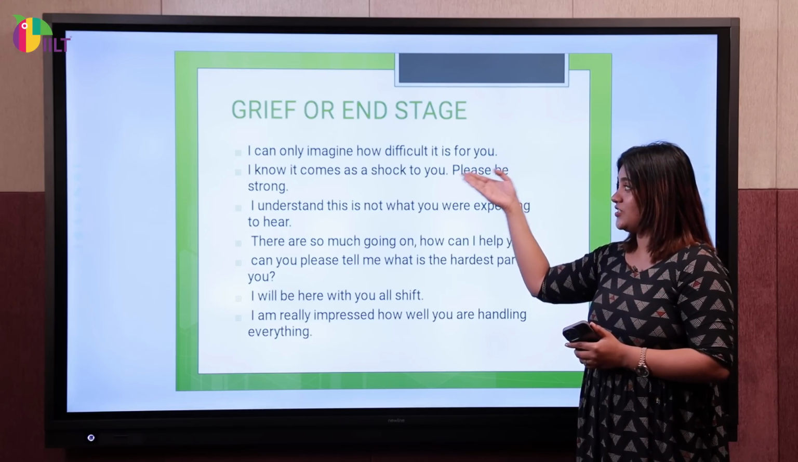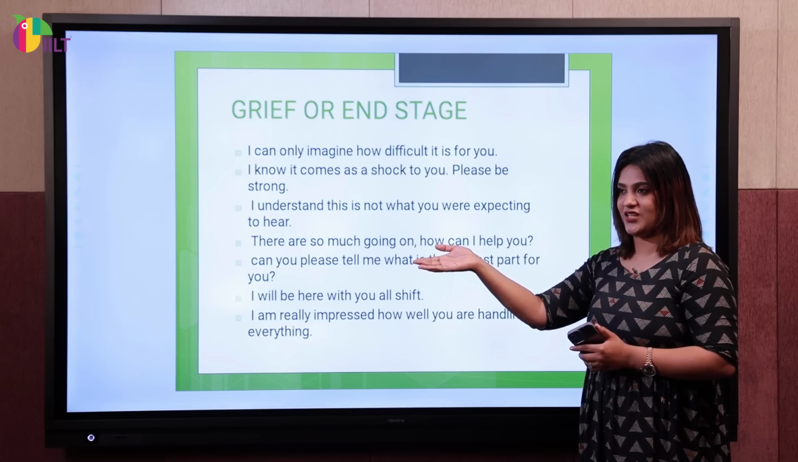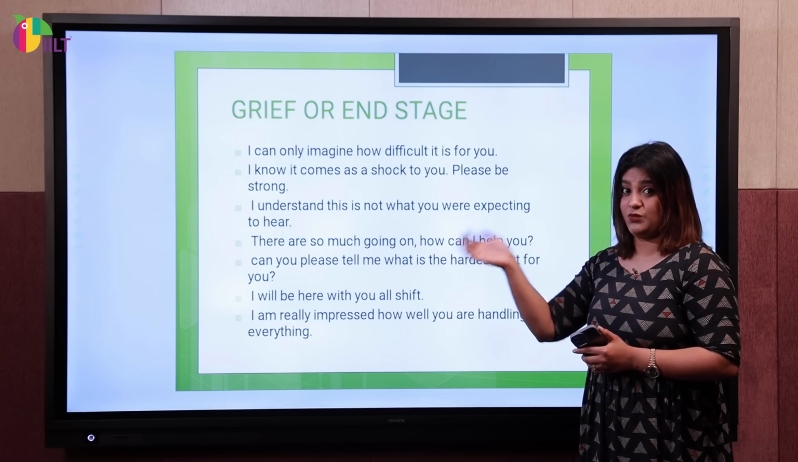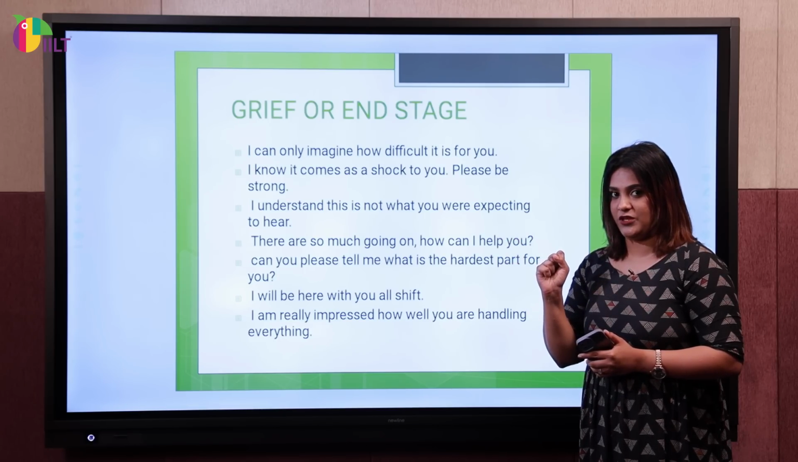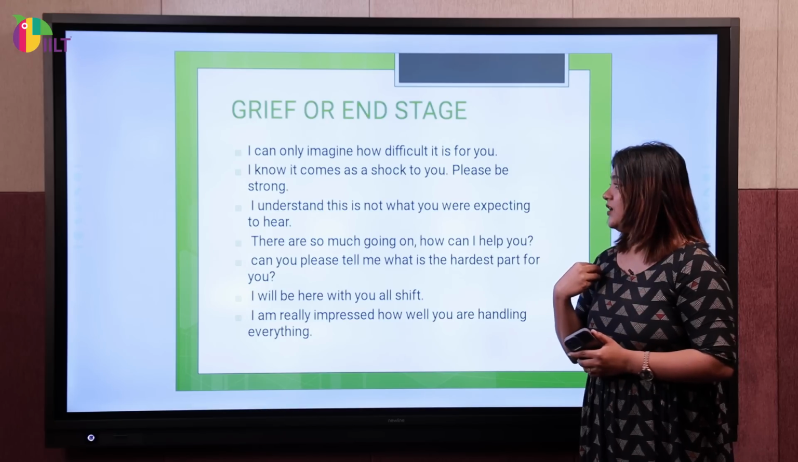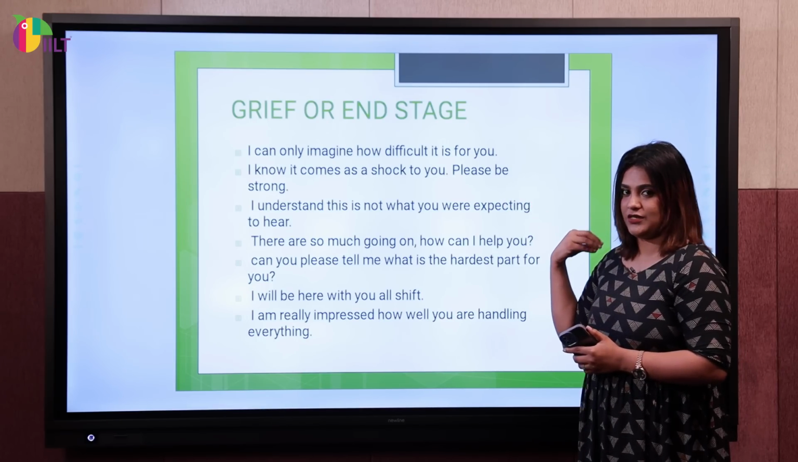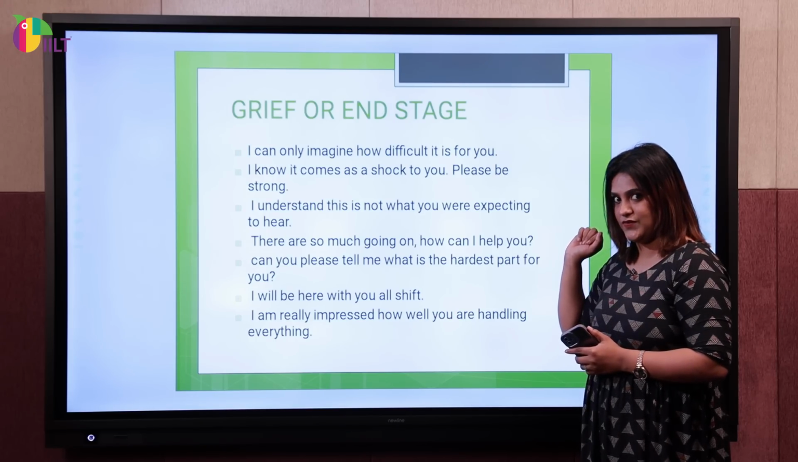You can associate this statement with it. When you give upsetting news, this is what it is, and then you can say, I know it comes as a shock to you, but please be strong. That is a beautiful assurance that you can give your patient. I know it is really bad. I know this was not what you were expecting. Please be strong about it. That's a really beautiful statement that you can use in grief scenarios.